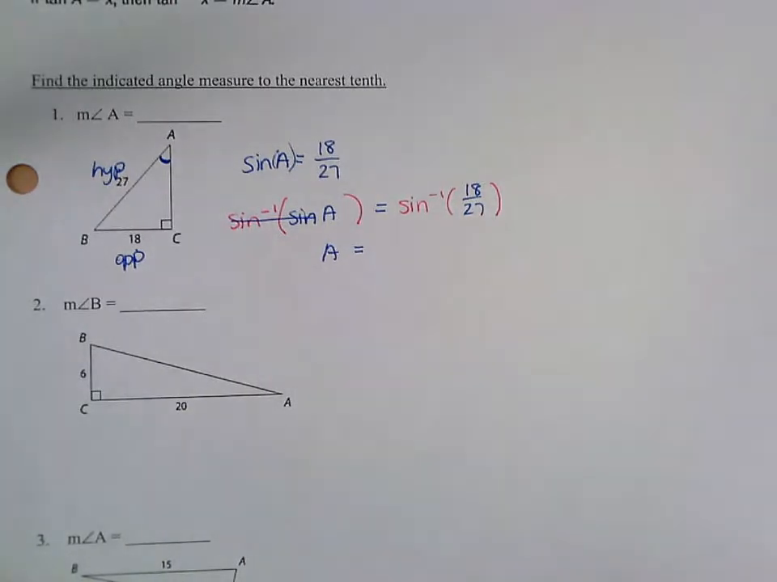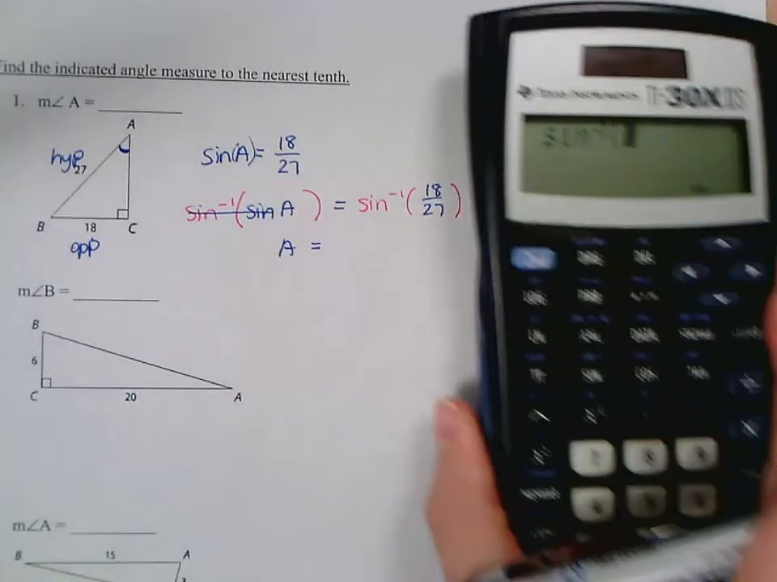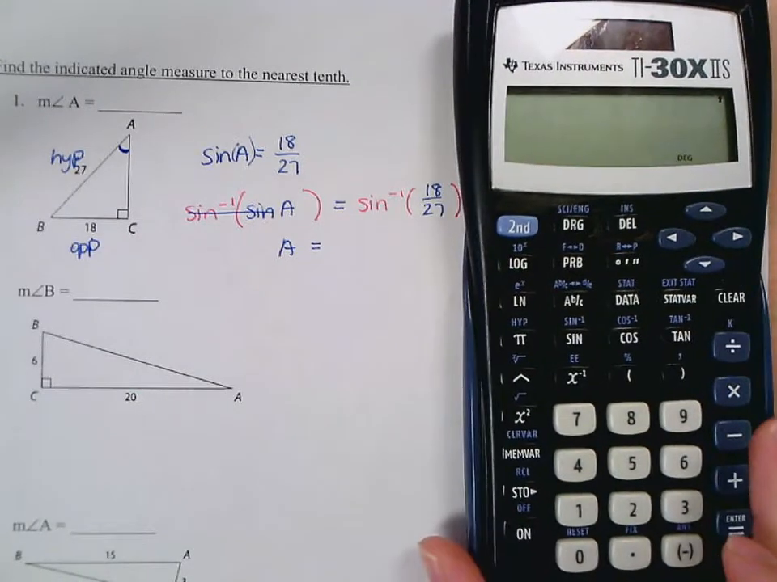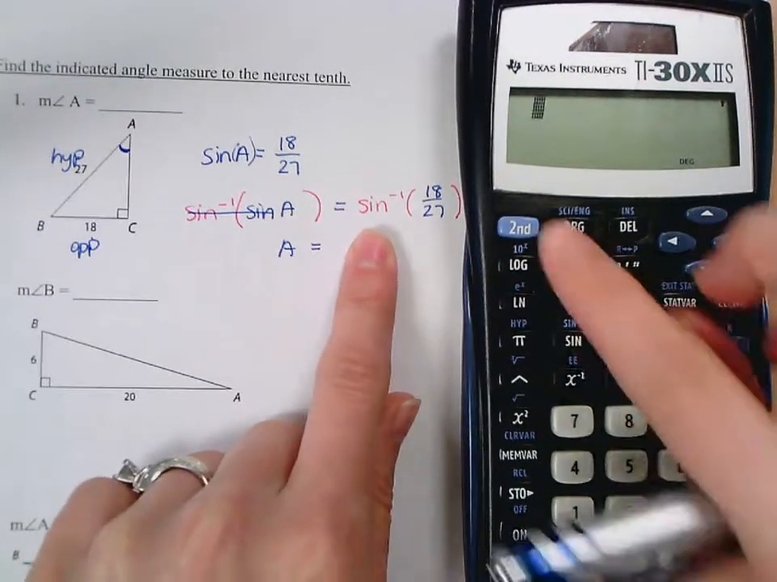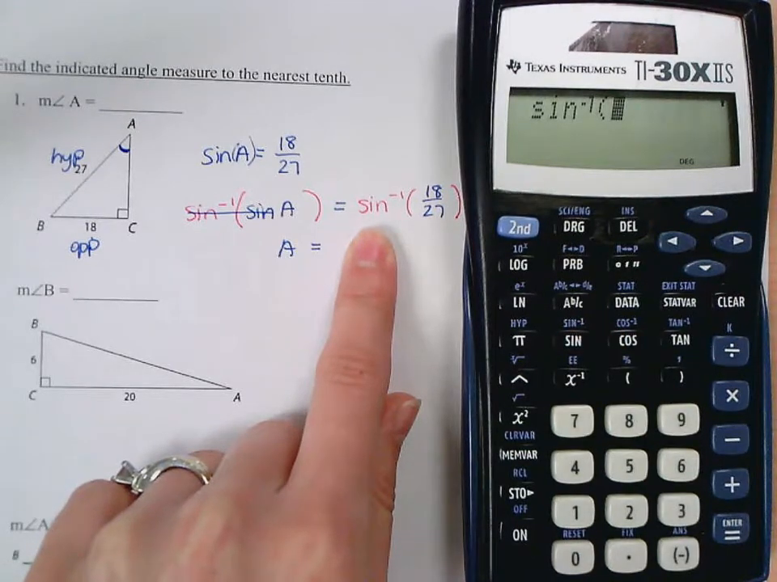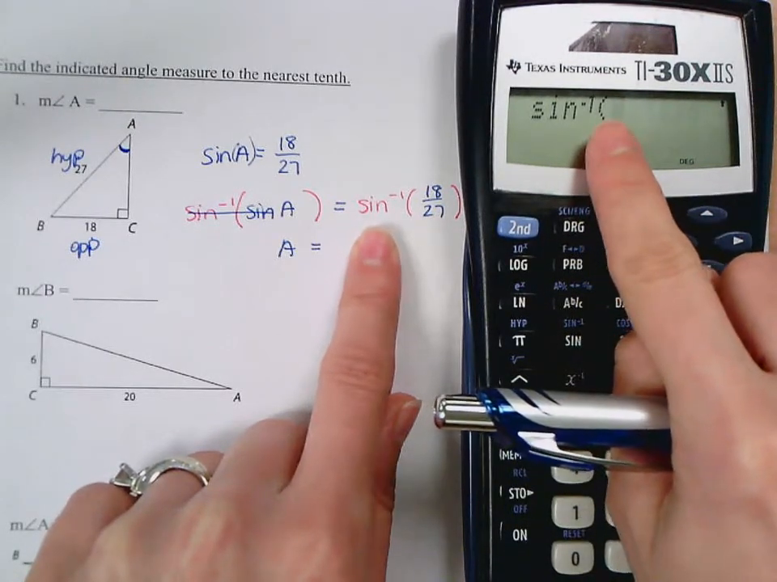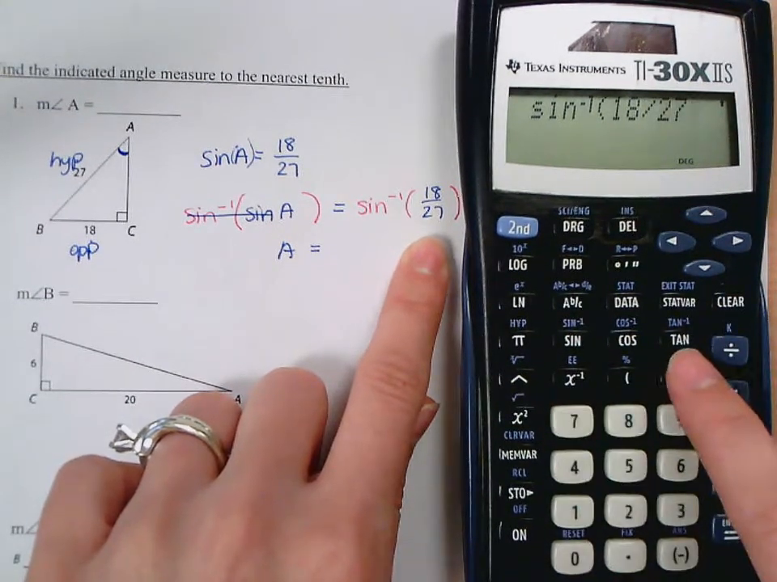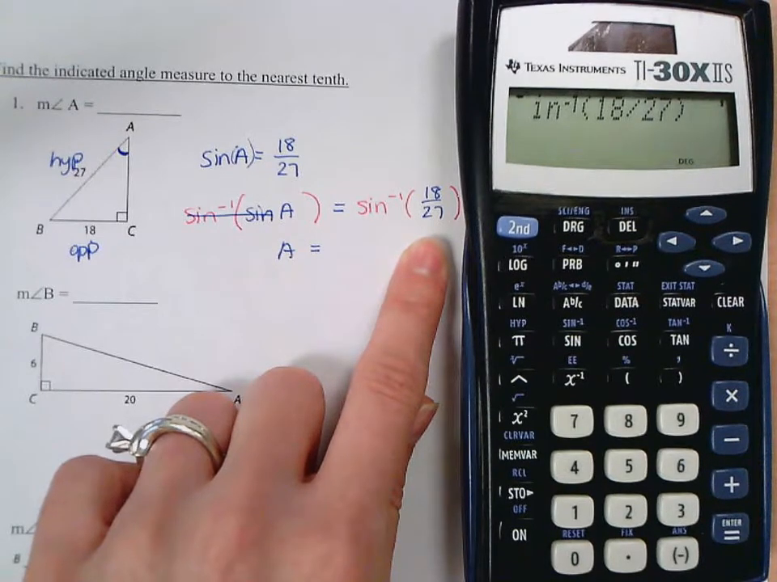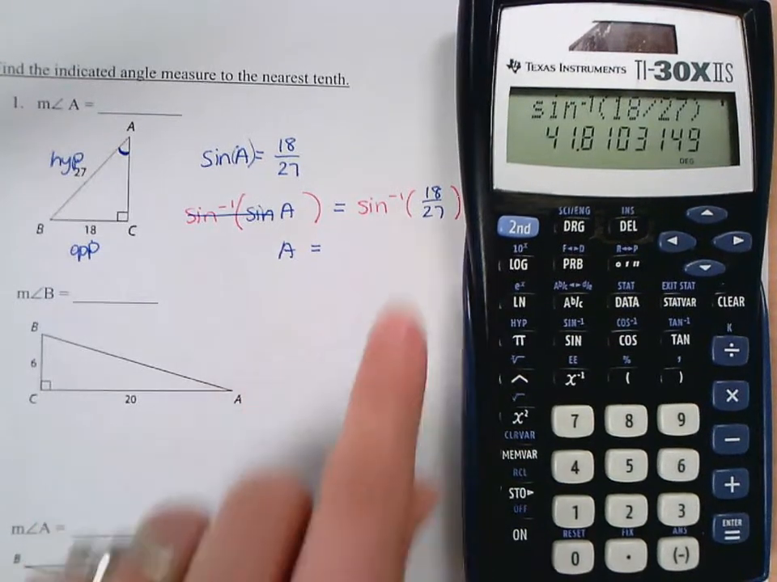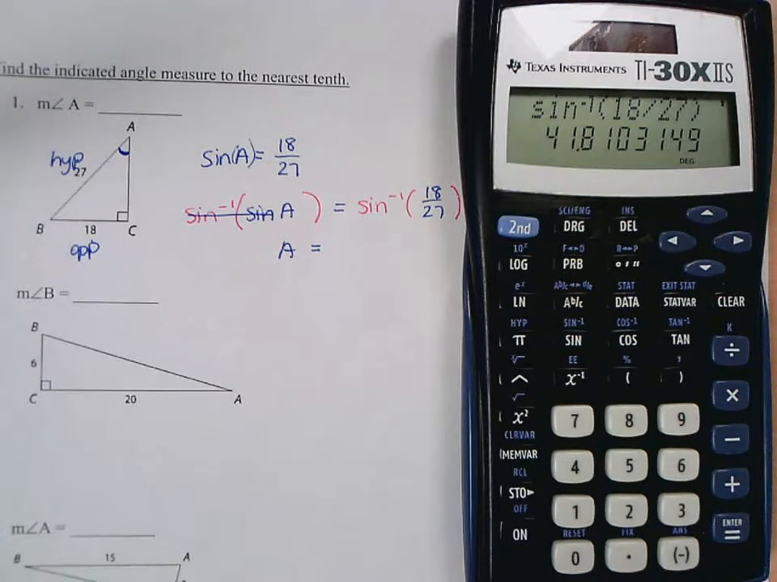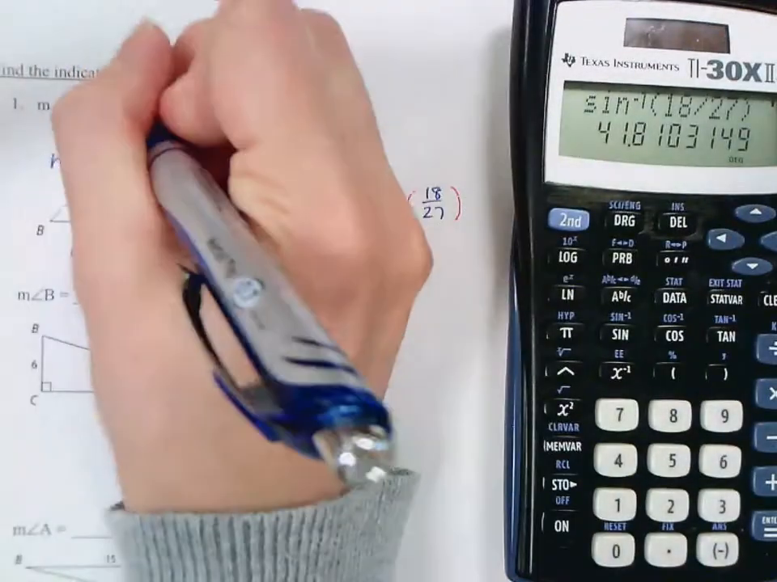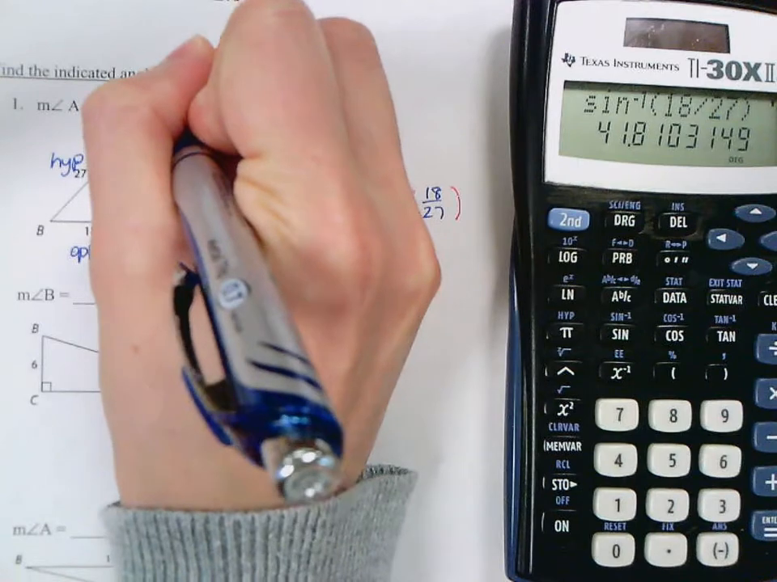This you type in your calculator. So I'm going to retype this in. If I want the inverse of sine, I have to do second sine. And then notice the parenthesis comes up. So in those parentheses, I can type in 18 divided by 27, and then put the right parenthesis to close it, and hit enter. And this answer is an angle. So the direction said to round to the nearest tenth. So this would be approximately 41.8 degrees. So measure of angle A is 41.8 degrees.